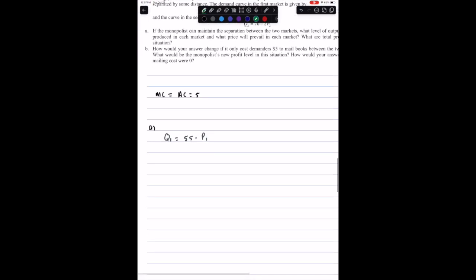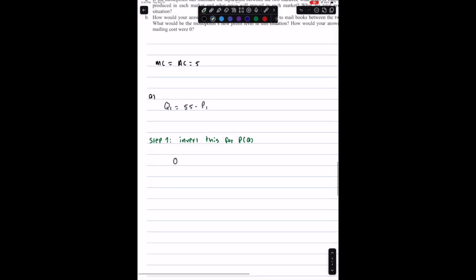Step 1, we have to invert this to get our P of Q function. And how do we do this? We just isolate for P. So we know Q1 equals 55 minus P1, so P1 is going to be equal to 55 minus Q1. Therefore, P of Q1 is equal to 55 minus Q1.